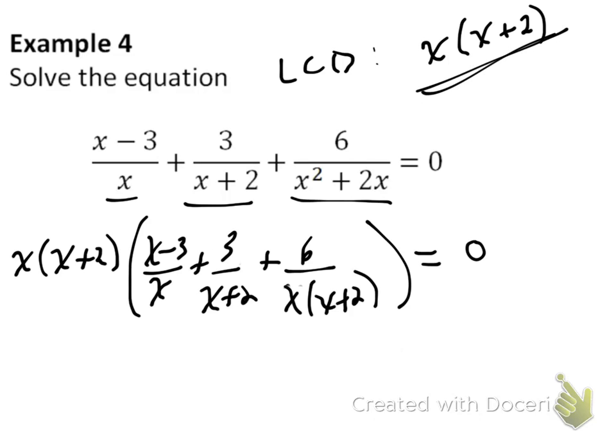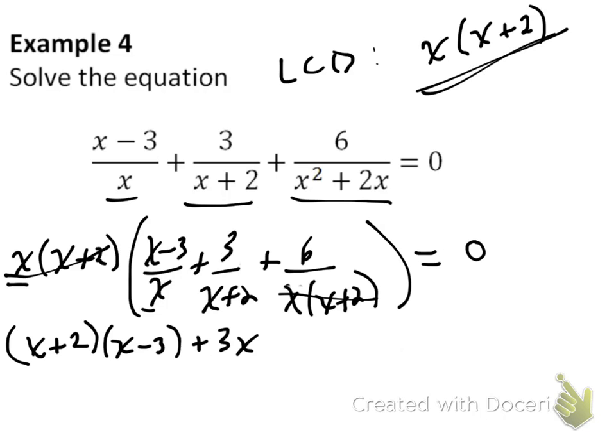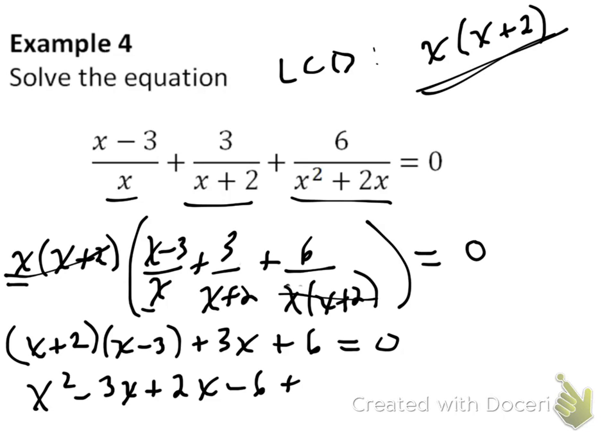Alright, so now we have to multiply x times x plus 2 to each of these terms. Alright, so my x's here and here will cancel. Alright, so I'm going to be left with x plus 2 times x minus 3. Alright, my x plus 2's cancel in the next one, so I'm just left with plus 3x. And then the final one, both the top and the bottom here cancel, so I'm just left with positive 6. And all that equals 0. I'm going to FOIL here, so x squared minus 3x plus 2x minus 6, and then I'm going to add 3x plus 6, and that's all going to equal 0.